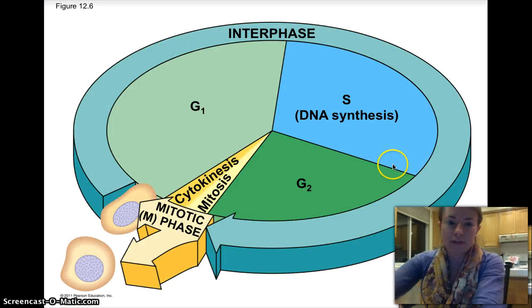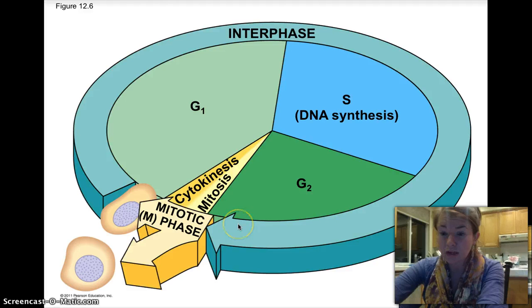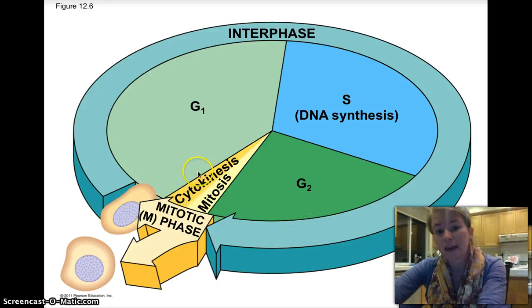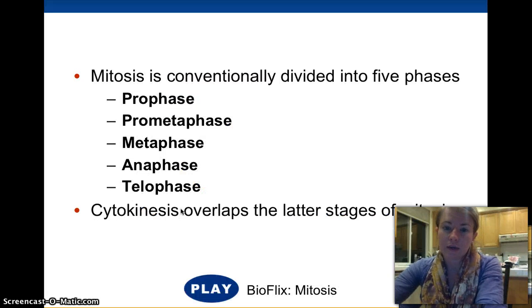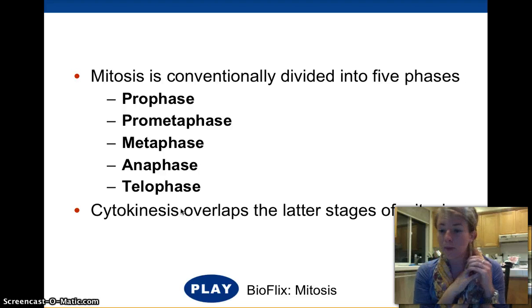So here's a picture of the cell cycle. We start with one cell, and it goes through its whole entire life. You can see interphase is the grand majority of the cell cycle. G1 is the biggest part of interphase. Then during S phase, we replicate the DNA. We make a whole new set of DNA. And then during G2, we get ready for mitosis. Then mitosis and cytokinesis happen during the mitotic phase, M phase. And so we have 5 phases: prophase, prometaphase, metaphase, anaphase, telophase, and then cytokinesis will overlap with telophase.